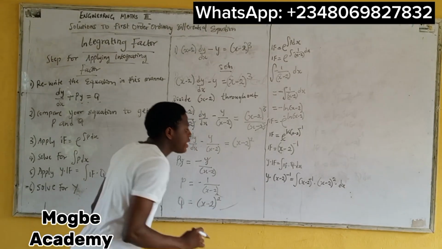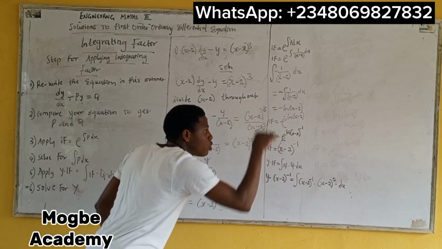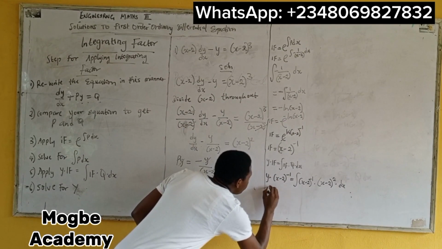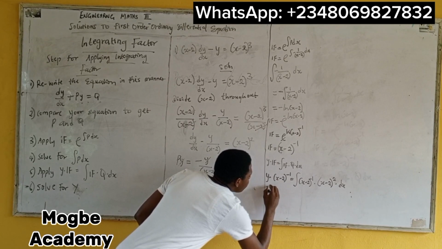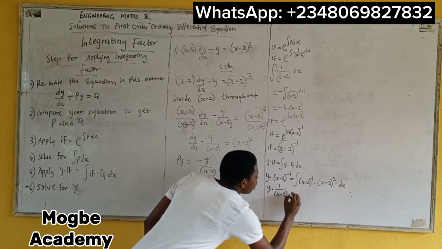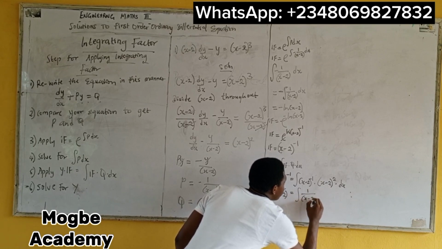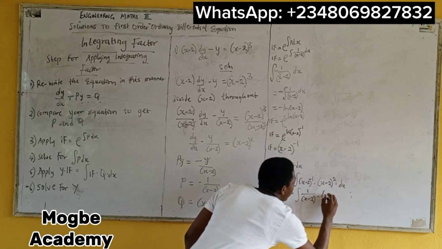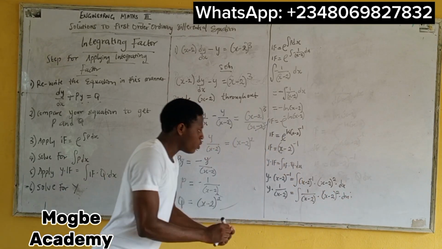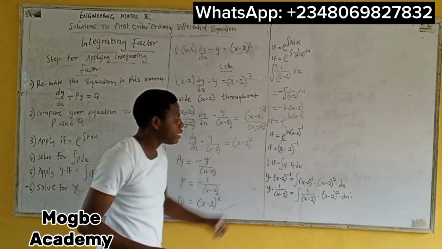So the next thing is, what is this? Anything raised to the power of minus 1 is what? 1 over that number. So we can do that to be y dot, which is multiplied by 1 over x minus 2 is equal to your integral of 1 over x minus 2 dot x minus 2 all square dot dx. Now you know why it's 1 over, because of this negative sign, the negative power.